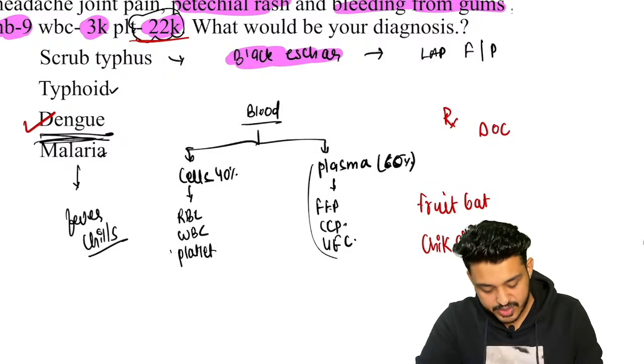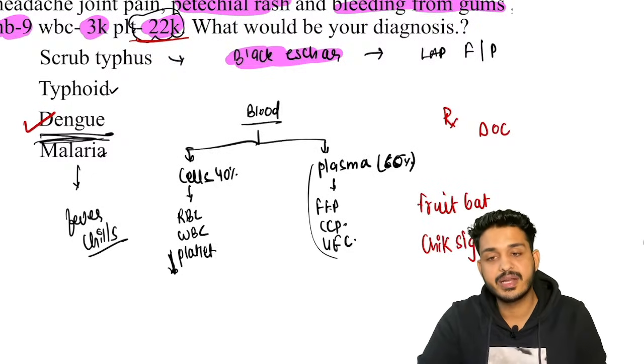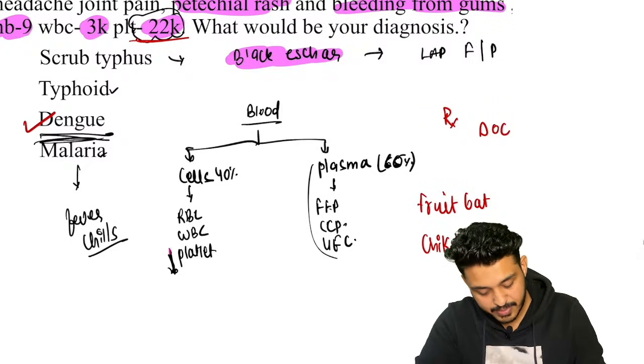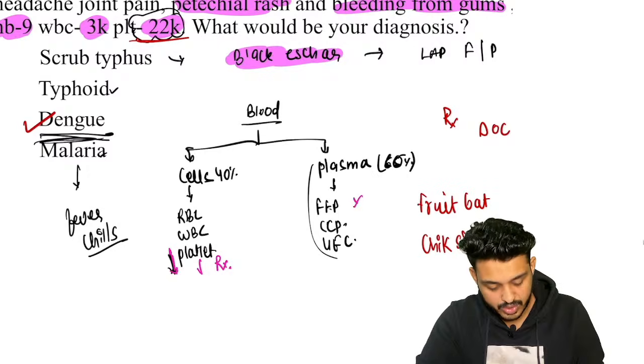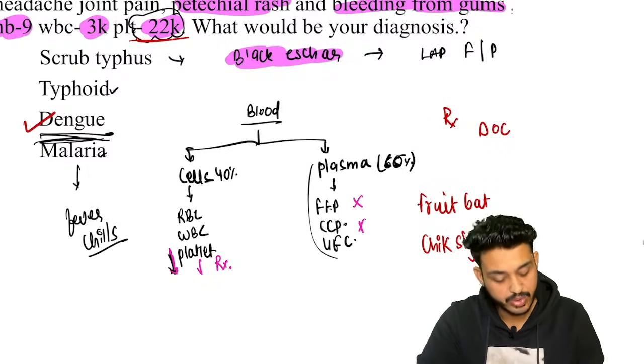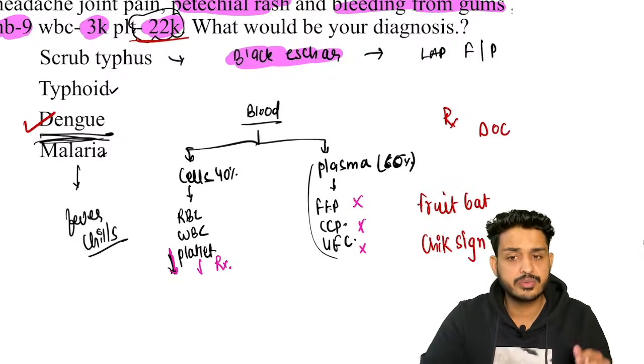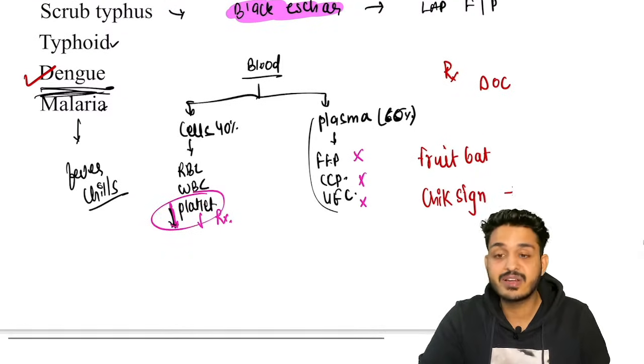This patient is having deficiency of what? Platelet. This patient is having deficiency of platelet. You want to treat this patient with the platelet only. Here you are not going to use fresh frozen plasma, 4-factor complex, cryoprecipitate, plasma, nothing is going to be working. Only the thing which will work is going to be platelets.